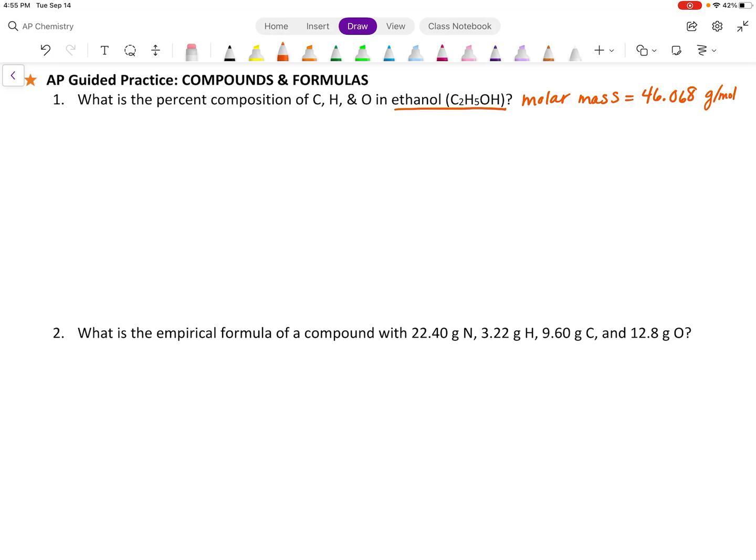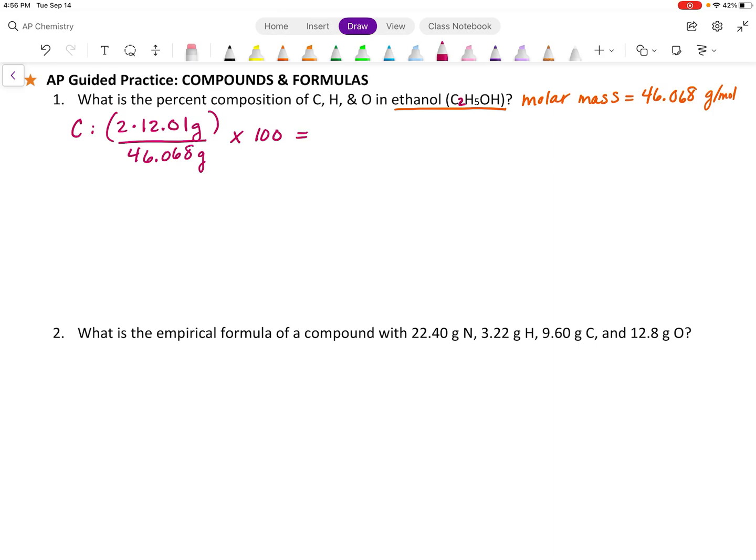Okay, so what we want to do is take the mass of each element in the compound and divide it by that molar mass. And so we'll do that for each one of these. So for carbon, we're going to take 2 times 12.01 grams because we have 2 of them here in the prompt. And then we're going to divide that by the molar mass of 46.068 grams per mole, and then we're going to multiply by 100. Okay. And that gets us into a percent.